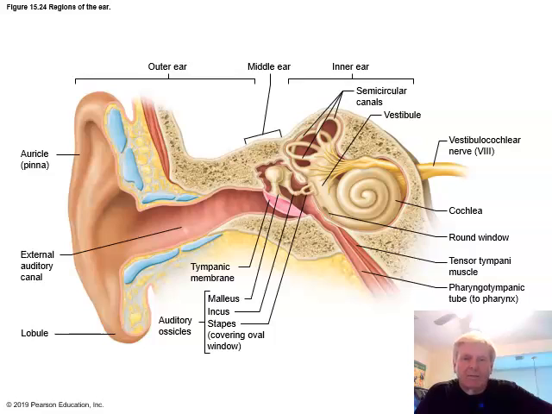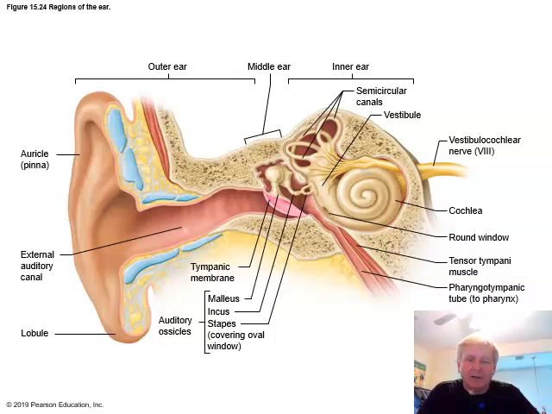Okay, and then the semicircular canals and vestibule, which contains the utricle and saccule, are responsible for what we call our static equilibrium, our position of our head in space. Whereas our semicircular canals, with their ducts inside, which carry a fluid, are responsible for our dynamic equilibrium, like when we go around in a circle or go around in a merry-go-round.